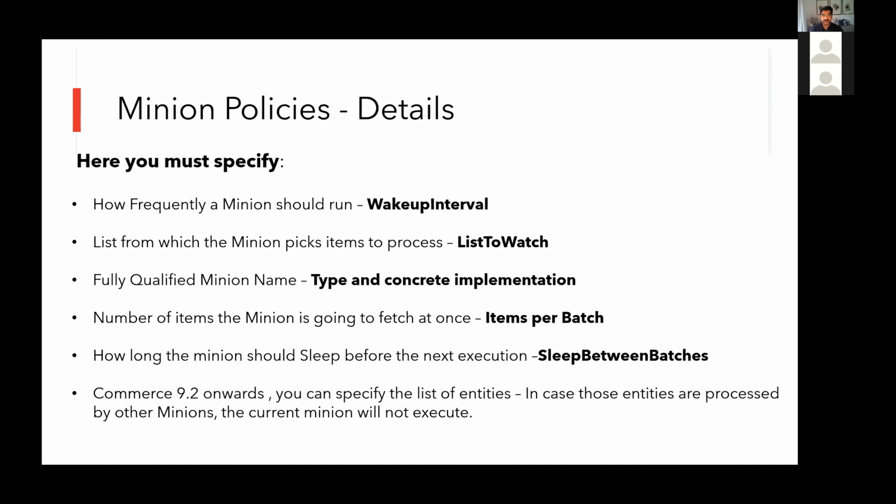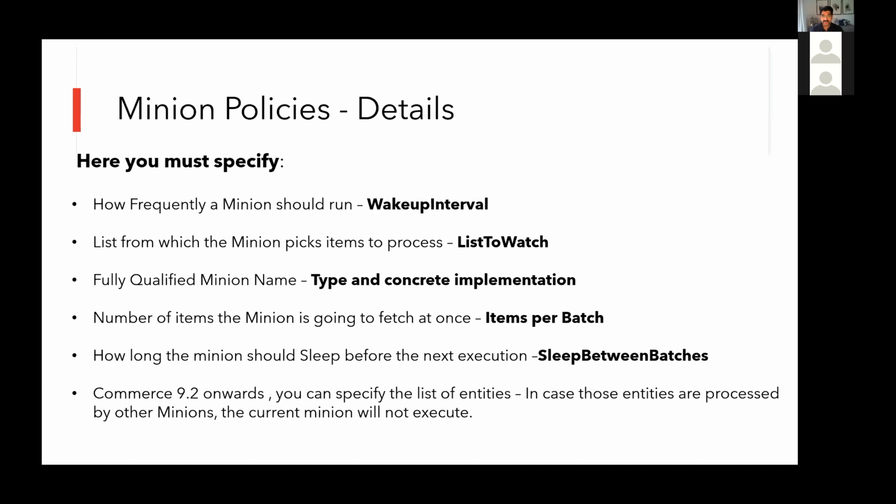And then we need to specify the number of items the minion is going to fetch at once. So you want to increase the batch size if you're doing lean period processing. But if you're doing normal processing, the batch should be smaller. And how long a minion should sleep before the execution. It's like a sleep timer: when the minion executes, checks something, and goes back to sleep. So you have to specify all these settings.